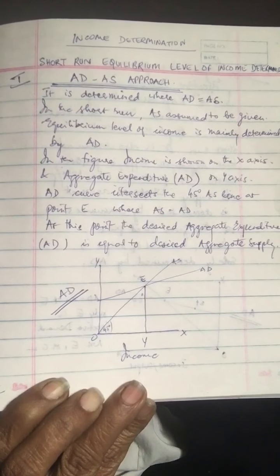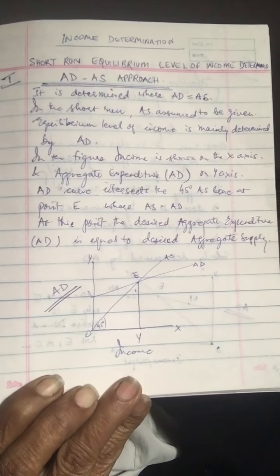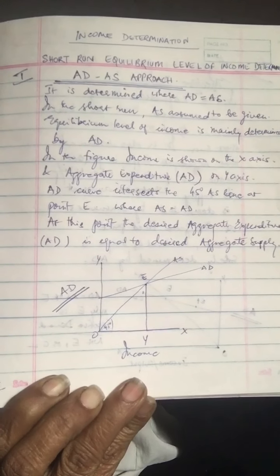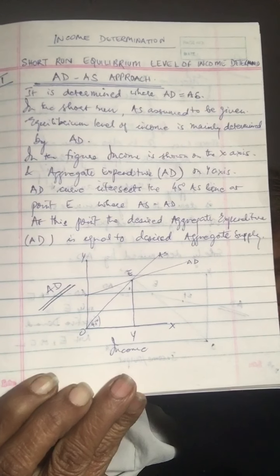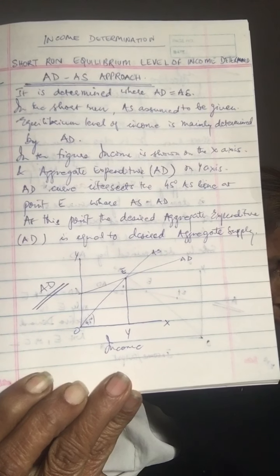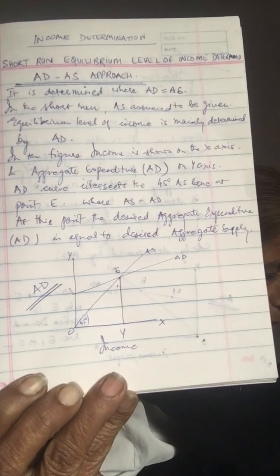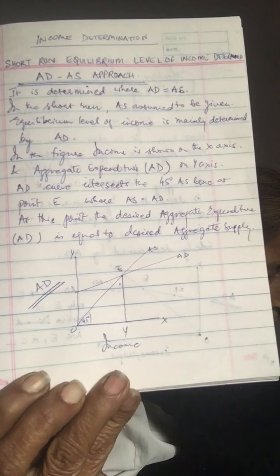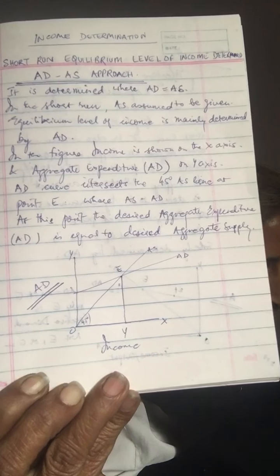A question you can get is, how is short run equilibrium level of income determined, using the ADAS approach. According to the ADAS approach, equilibrium income or output is determined at the point where AS is equal to AD. In the short run, price level is assumed to remain constant. So there are short run changes in demand, while AS is assumed to be perfectly elastic at a fixed price. Under such circumstances, equilibrium level of income is solely determined by AD. This has been shown in the diagram.